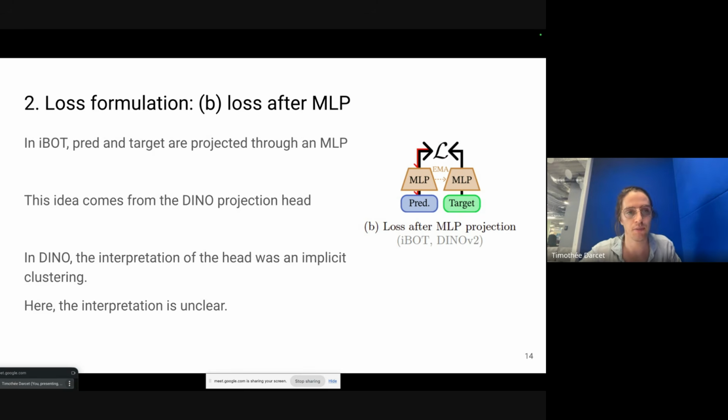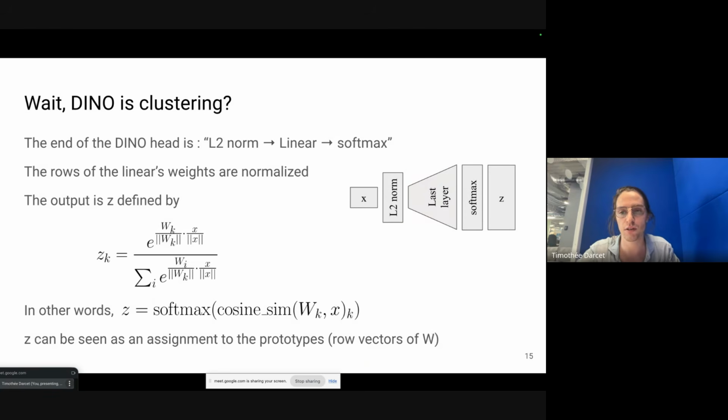Now you might say, hold up, why do you say the DINO head is doing a clustering? I might not spend that much time on this. We can come back to it in the questions if you want to discuss it more, but the short story is, this is the DINO head, X, L2 norm, blah, blah, blah, last layer, softmax, Z. The last layer, if you consider the big last layer matrix, you can say that the rows of this layer are like prototypes. And when you apply this last layer on X, it is like taking a dot product of the prototypes with X.